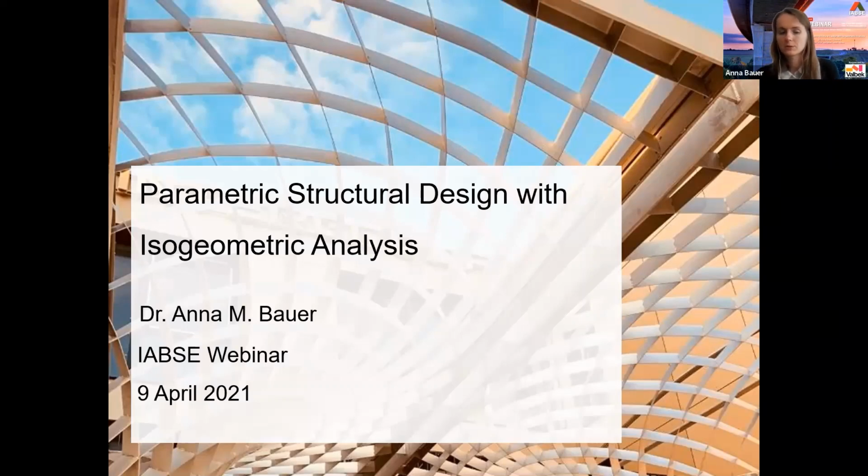My research was focused on the development of new methods for isogeometric analysis, with a focus on the application to lightweight design. A big topic for me was also making it applicable for real engineering offices, so I always had this in mind. And while doing that, I discovered the potentials of parametric design. So today my talk will be about my time at the Technical University of Munich and how to do structural design with isogeometric analysis.